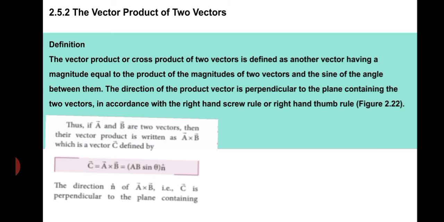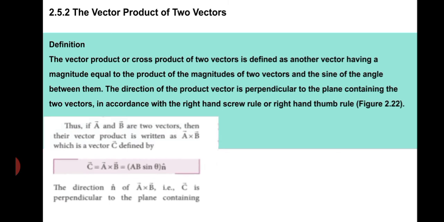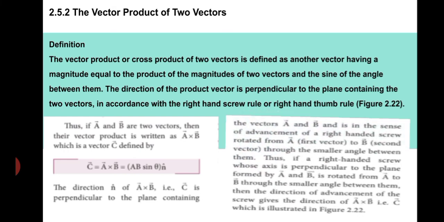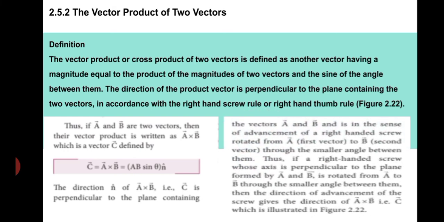Thus, if A vector and B vector are two vectors, then their vector product is written as A cross B vector, which is a vector C. C vector is defined by C vector is equal to A vector cross B vector is equal to AB sin theta n cap. The direction n cap of A vector cross B vector, that is C, is perpendicular to the plane containing the A vector and B vector and is in the sense of advancement of a right hand screw rotated from A vector to B vector through the smaller angle between them.